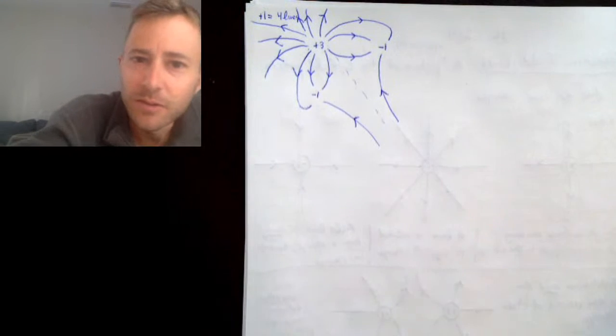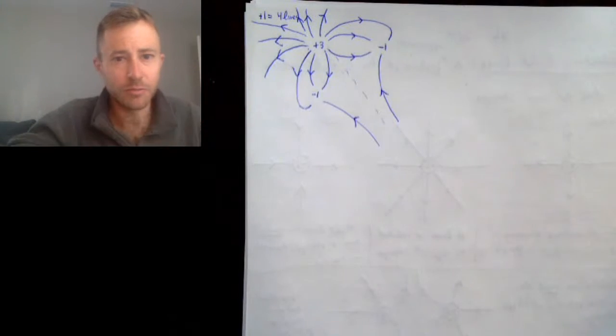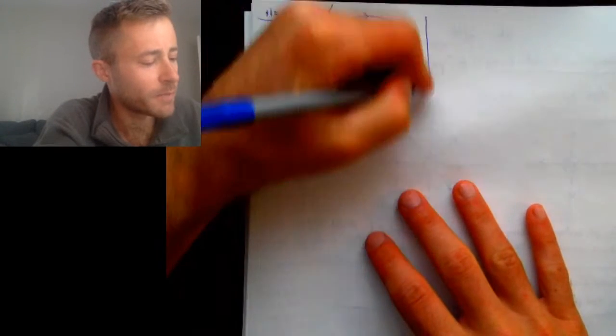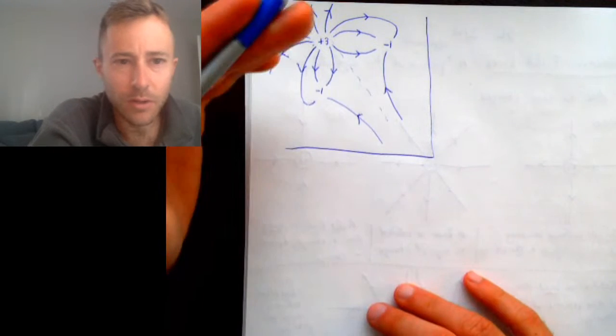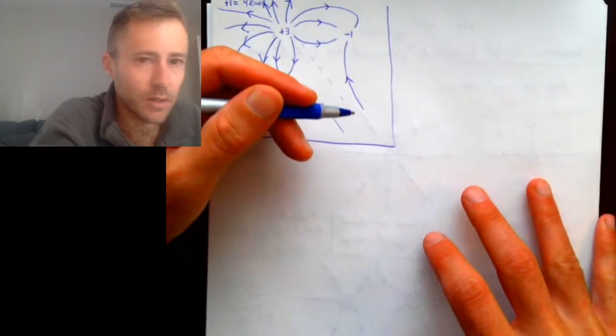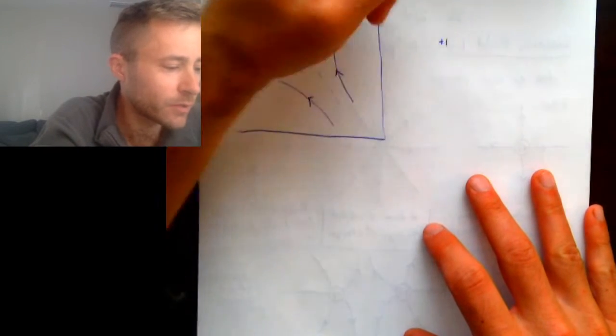Okay, so it's kind of like that. That's the pattern for that particular arrangement of charges. Okay, so let's do another arrangement of charges. Let's say I have 4 +1 charges in a square.